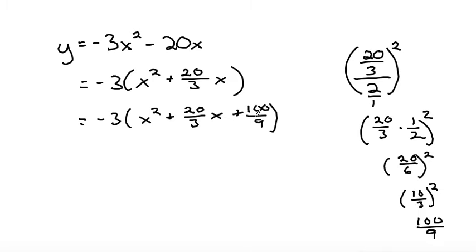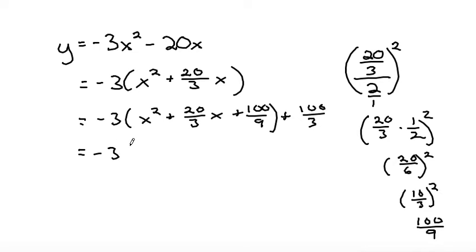But to keep things balanced, if we added 100 over 9 here, what we actually added to this side is 100 over 9 times negative 3. So multiplying that out means that we actually put in a negative 300 over 9, or we could call that negative 100 over 3. So to balance that, we need to add 100 over 3 outside the parentheses.